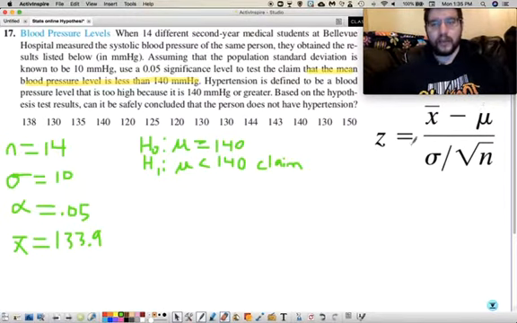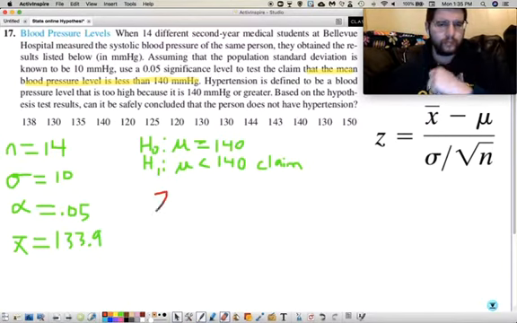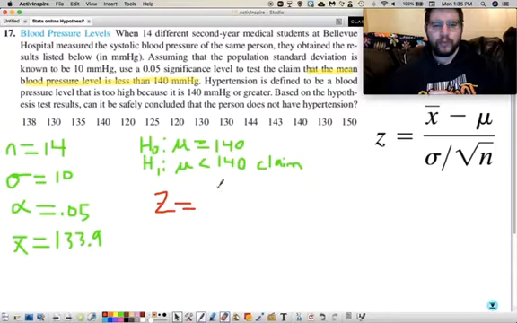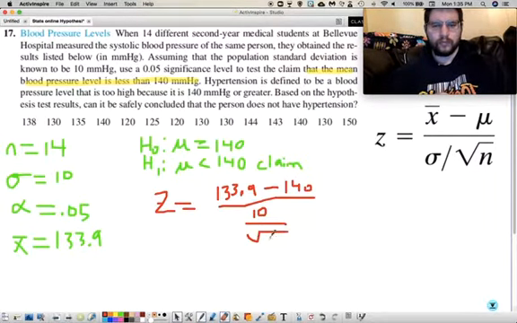Now we have the information we need to calculate our test statistic. X bar we just calculated was 133.9. However, in the calculator, I'm actually going to use that whole decimal they give me because I stored it to A. 10. And let's see what that comes out with.